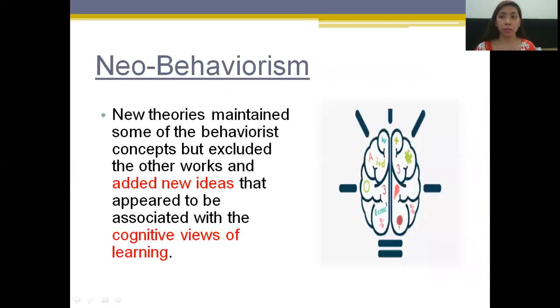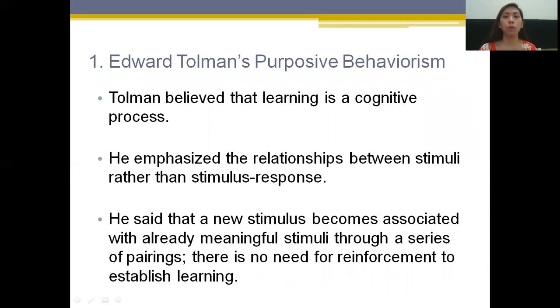Now let's move on to Neo-Behaviorism. New theories maintained some of the behaviorist concepts, but excluded other works and added new ideas that appeared to be associated with the cognitive views of learning. First, we have Edward Tolman's Purposive Behaviorism. He believed that learning is a cognitive process and emphasized the relationships between stimuli rather than stimulus-response. He said that a new stimulus becomes associated with already meaningful stimuli through a series of pairings and that there is no need for reinforcement to establish learning.